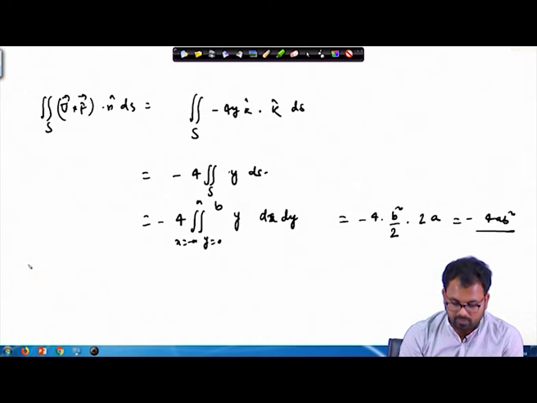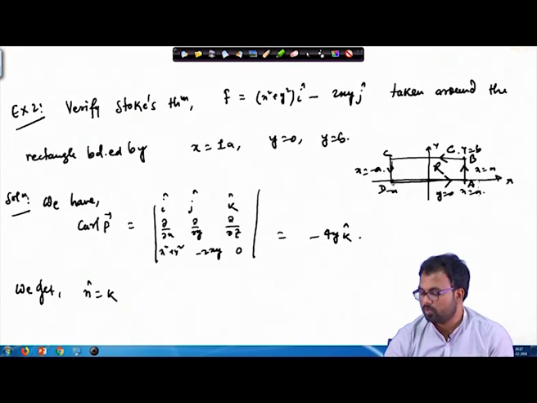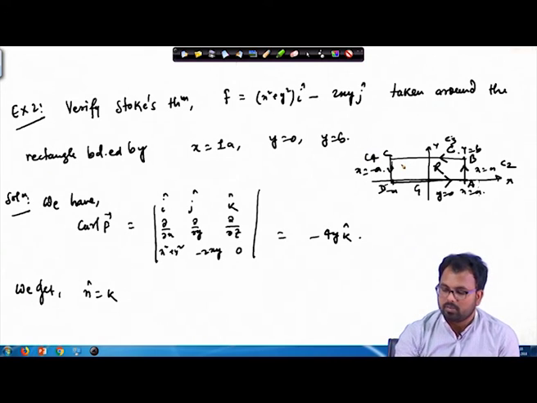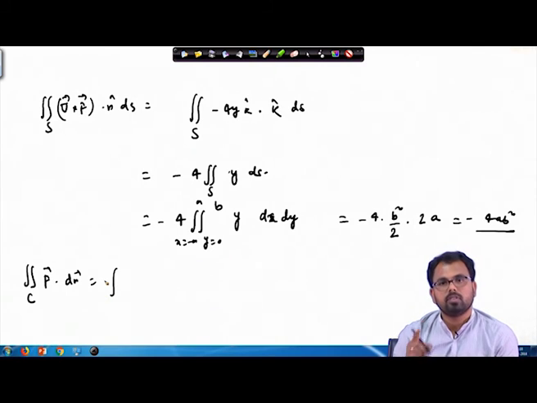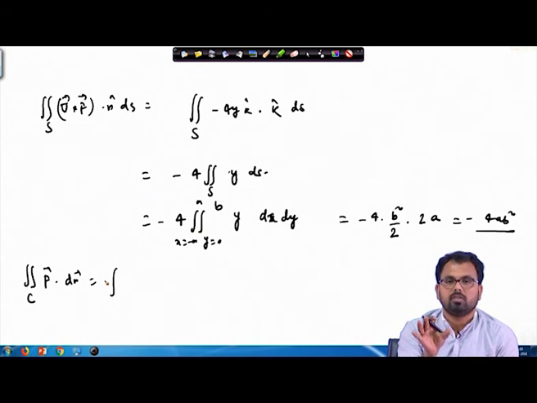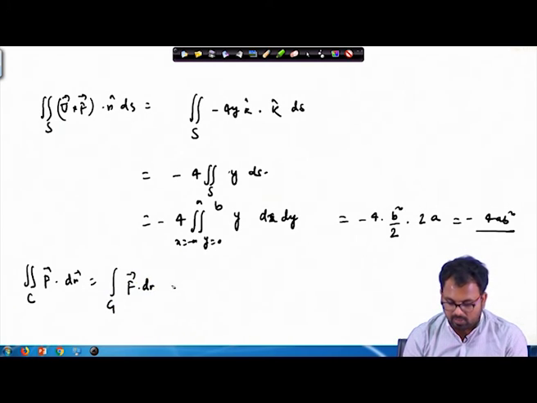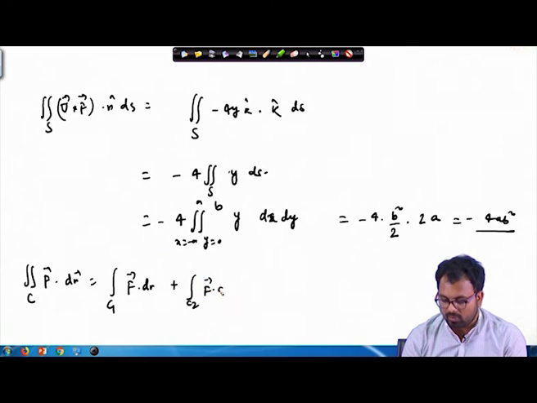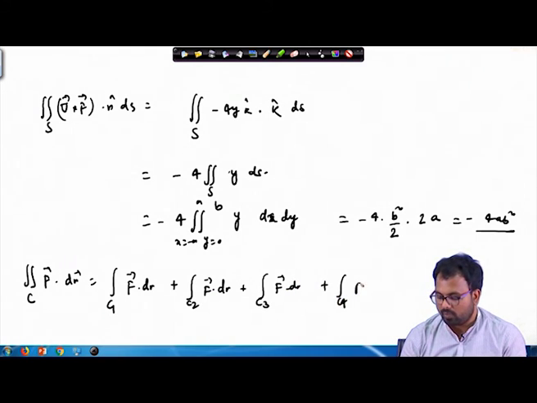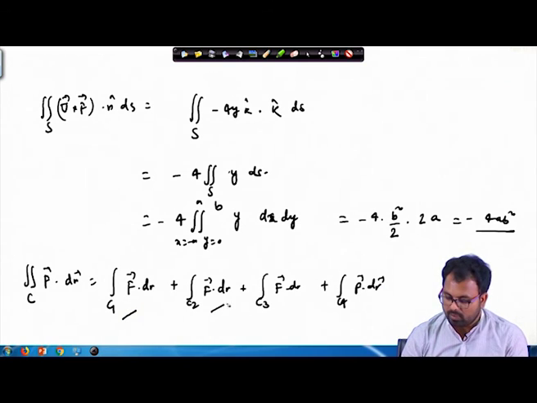Now, for the line integral over C, we have to be a little careful, because our curve is composed of 4 mini curves. This is our C1, this is our C2, this is our C3, and this is our C4. So, we can write this integral over C as the sum of the integrals on C1 plus C2 plus C3 plus C4: the integral over C1 of f dot dr plus over C2 of f dot dr plus over C3 of f dot dr plus over C4 of f dot dr. We have to evaluate all of these 4 integrals.